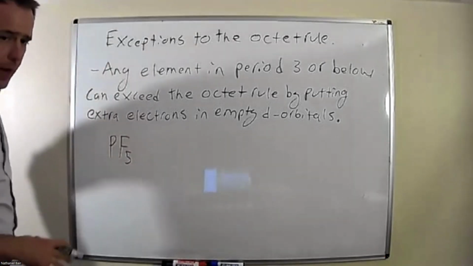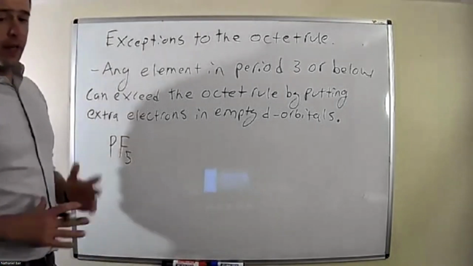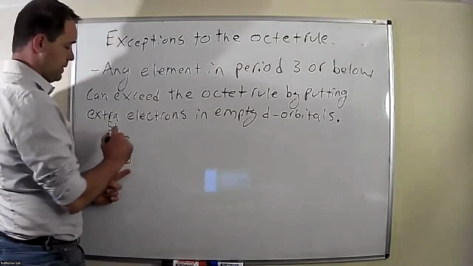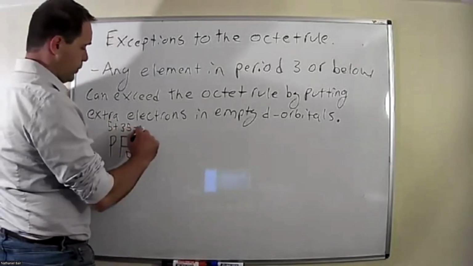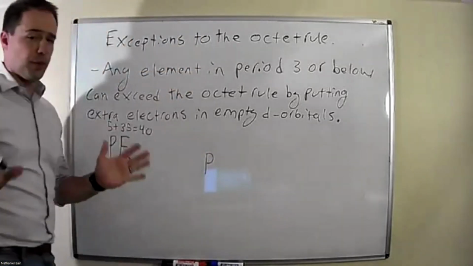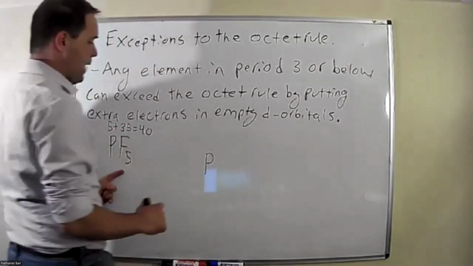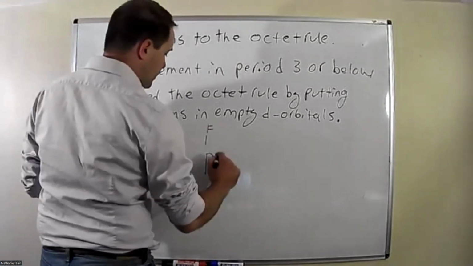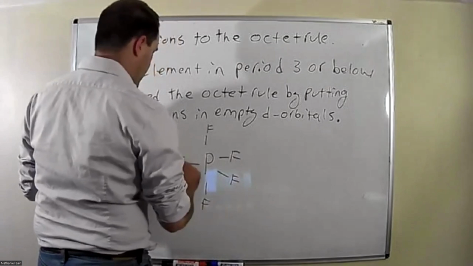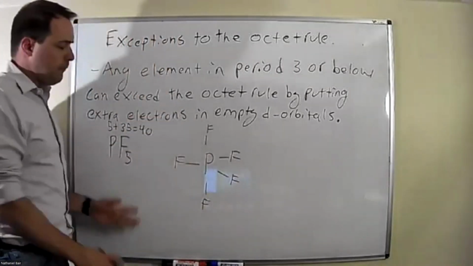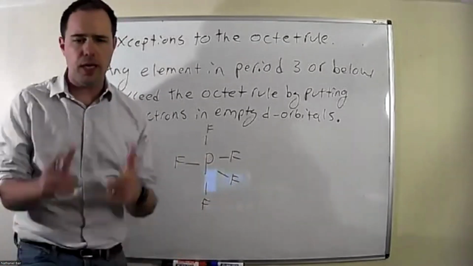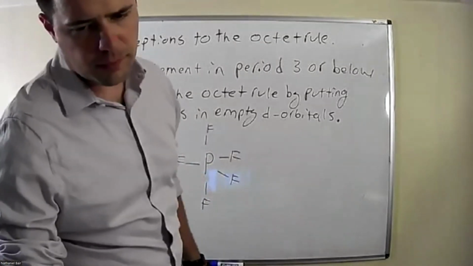Phosphorus pentafluoride. First thing, let's add up our electrons. Phosphorus 5, each fluorine 7. 7 times 5 is 35. We got 40 electrons to work with. Phosphorus in the middle, and then here's where things get crazy. We got 5 fluorines coming off of it. 1, 2, 3, 4, 5. What? That phosphorus has got 2, 4, 6, 8, 10 electrons around it. How can it be? Take a look at the periodic table, folks.